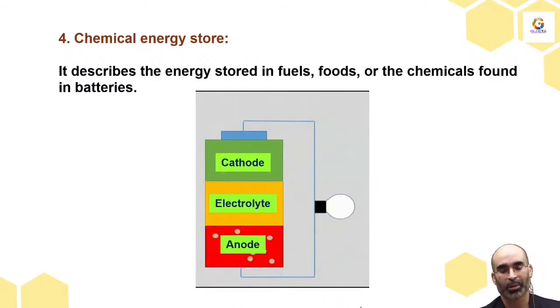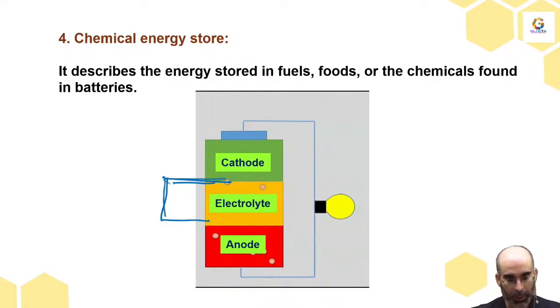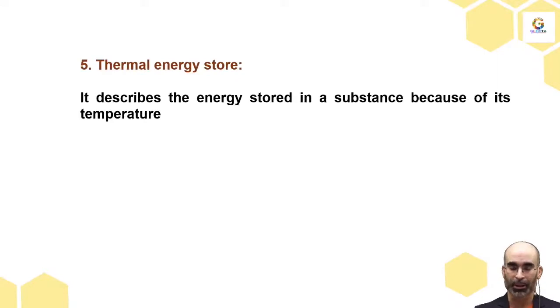You see here the battery. In this region you have some chemicals, right? Electrolyte. This electrolyte, this cathode, and this anode. This positive terminal, this negative terminal. This is the outer side, you can look at here. So chemical energy store.